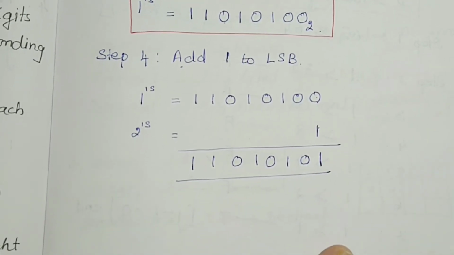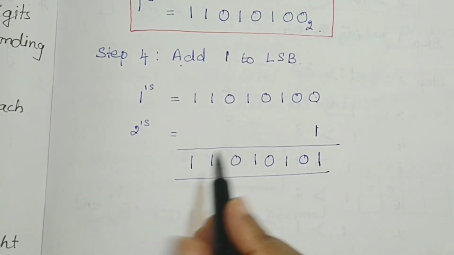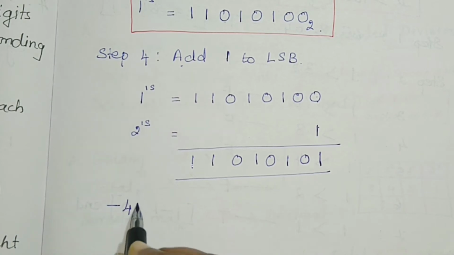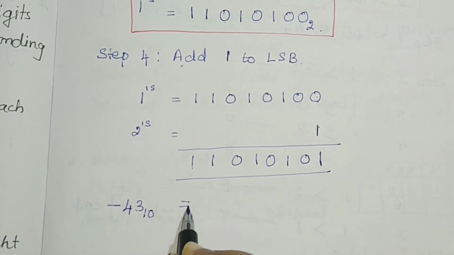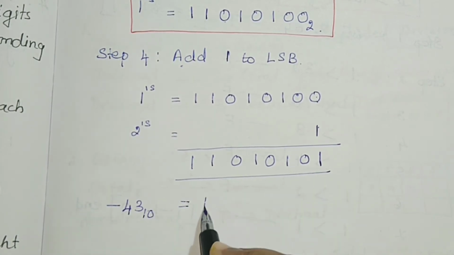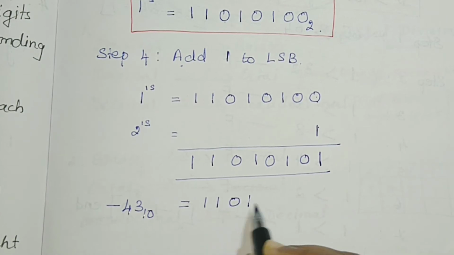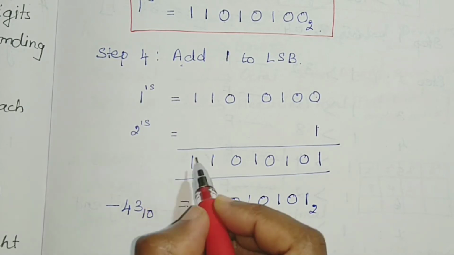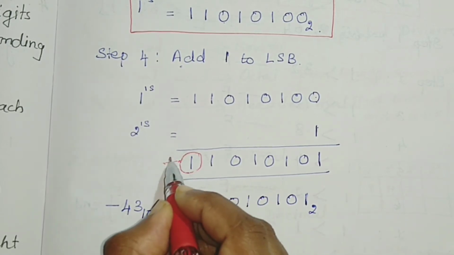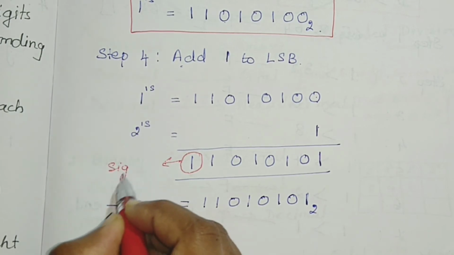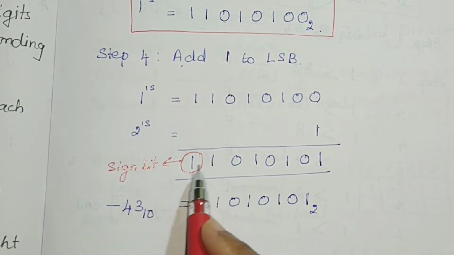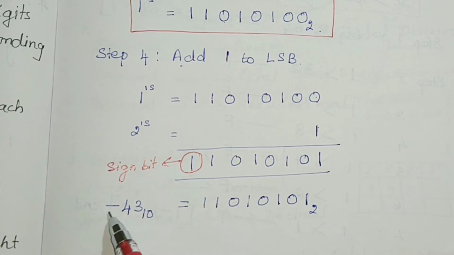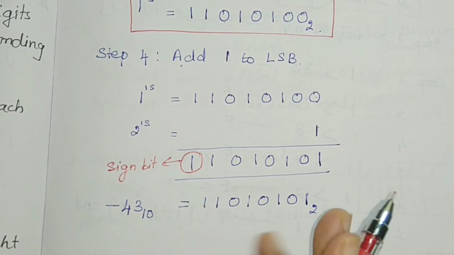So this is the result of 2's complement. That is, minus 43 base 10 is equal to 1 1 0 1 0 1 0 1 base 2. So this is the binary equivalent of minus 43. Now look at the most significant bit. It is 1, that is the sign bit. If it is 1, then the number is a negative number.